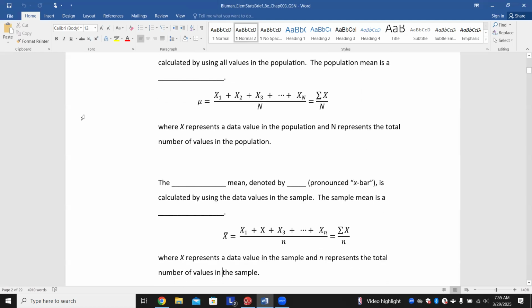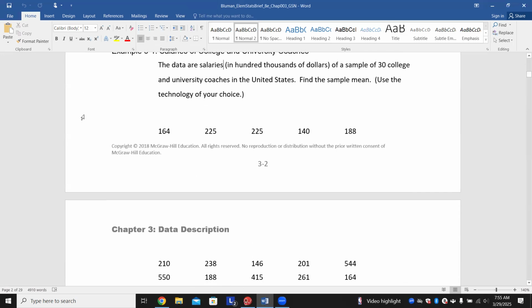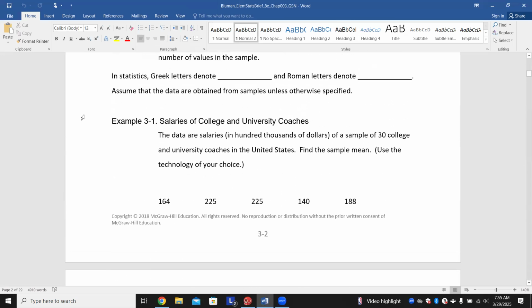So again, where x represents the data value in the sample and n represents the total number of values in the sample. So here's where that big point comes in. In statistics, Greek letters denote the parameters. So that's your mu's or any other type of Greek letters. And what they call Roman letters denote statistics. Your Roman letters are your everyday typical letters.